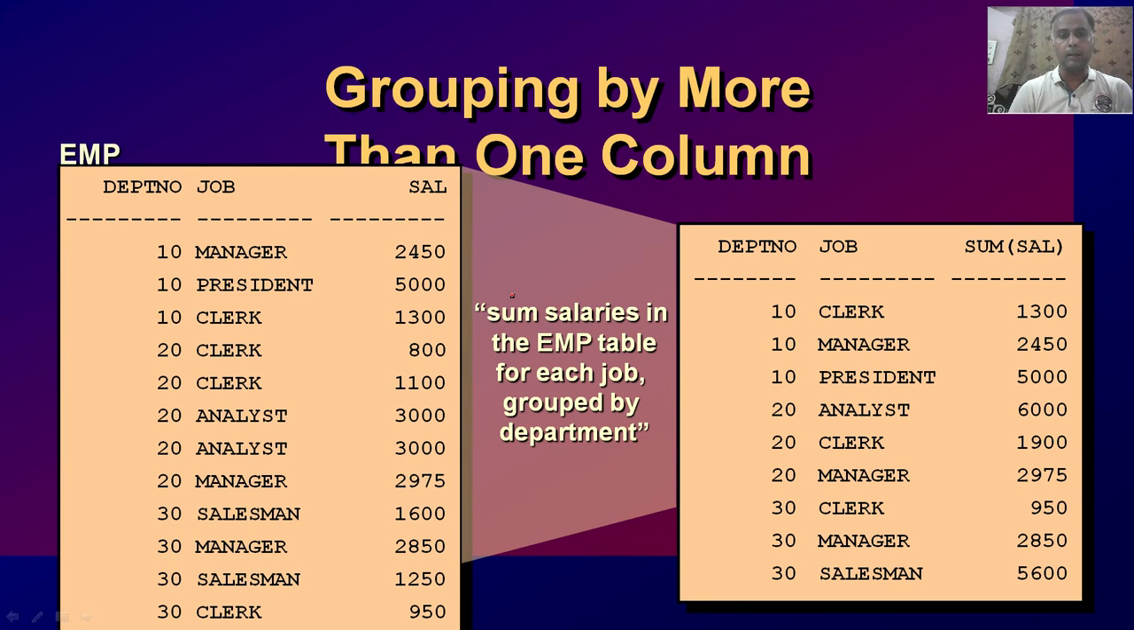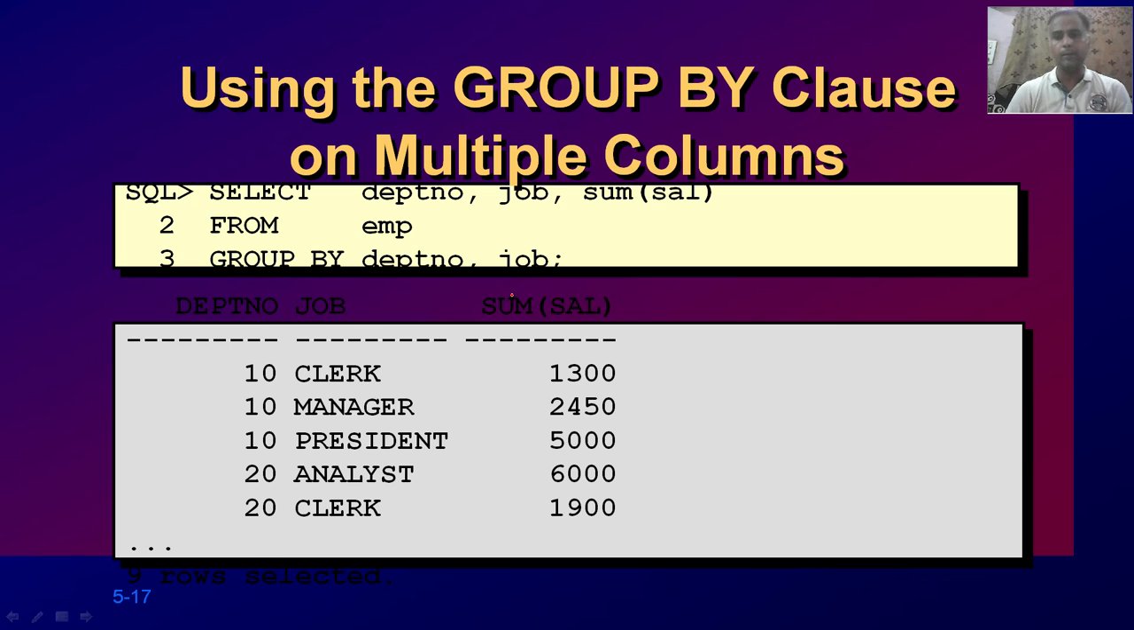Department number, job, and sum of the salary we can find out through queries. Here we write the query for department number, job and sum of the salary, and group by department number and job basis. So 10 is a clerk, 10 is a manager, 10 is a president, 20 analyst and 20 clerk. This way you can do it. 9 rows were selected.